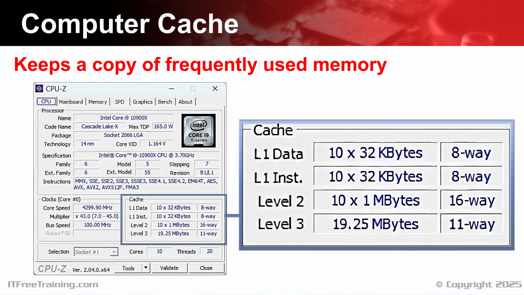This CPU has 10 cores. L1 cache is divided between the cores, so in this CPU there are 10 separate L1 caches. It is also subdivided into data cache and instruction cache. So for this CPU, there are 10 32 kilobyte data L1 caches and 10 32 kilobyte instruction caches for a total of 640 kilobytes of cache.